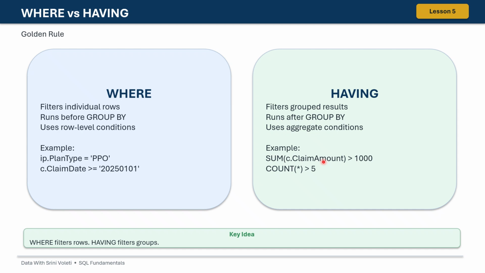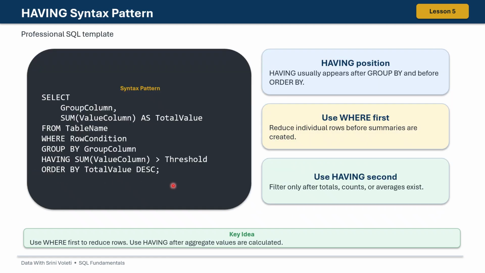Let us compare WHERE and HAVING side by side. WHERE filters individual rows; it runs before GROUP BY. It uses row level conditions such as plan type equals PPO or claim date is in 2025. HAVING filters group results. It runs after GROUP BY. It commonly uses aggregate conditions such as sum of claim amount greater than 1000 or count greater than 5. This is the simplest rule for the lesson: WHERE filters rows, HAVING filters groups.